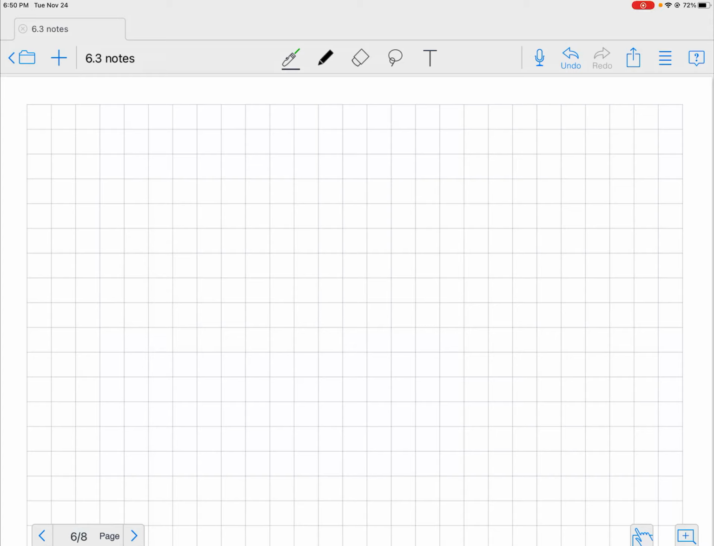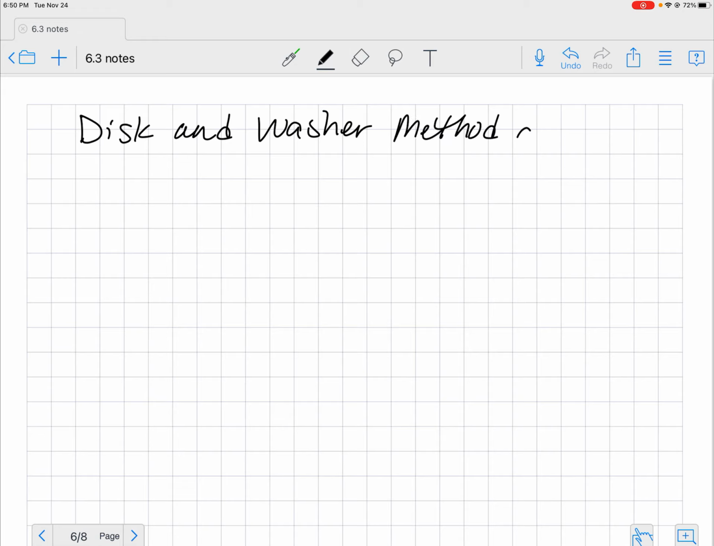You know how I've been harping on you constantly about that dy, dx, that differential, whatever you put in there for your integral? Because, ladies and gentlemen, here it is. The disk and washer method about the y-axis.